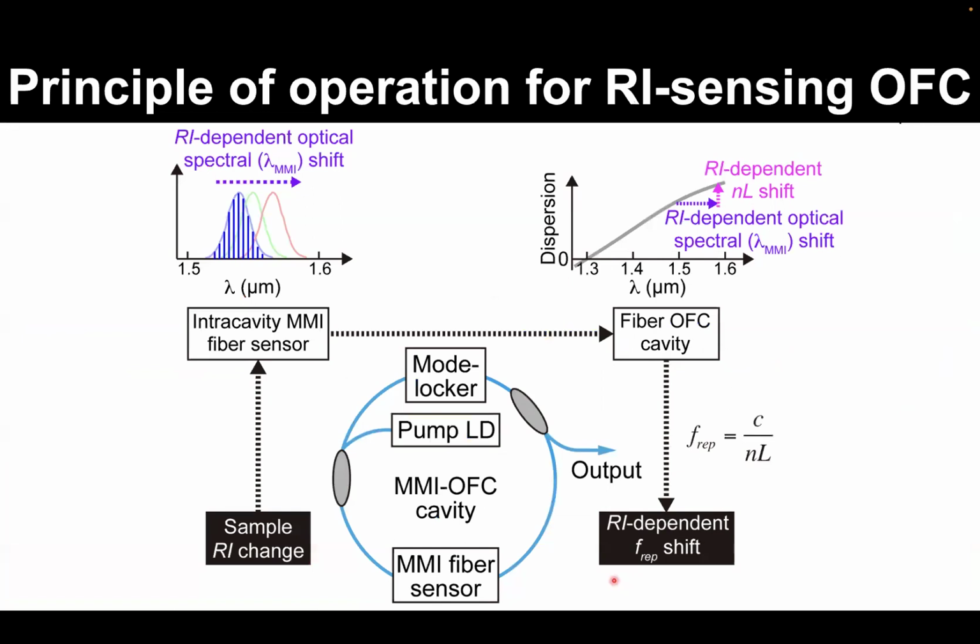The next slide shows the principle of operation for the RI sensing OFC. The typical configuration is like here. First, the sample RI change causes the RI-dependent optical spectral shift of the OFC by the intracavity MMI fiber sensor. Then this RI-dependent optical spectral shift is converted into the RI-dependent shift of the optical cavity length, nL, here by dispersion of refractive index in the cavity fiber. Finally, the sample RI change can be read out as the frep given by this equation. In this way, the MMI fiber sensor can work as an frep-reading RI sensor.